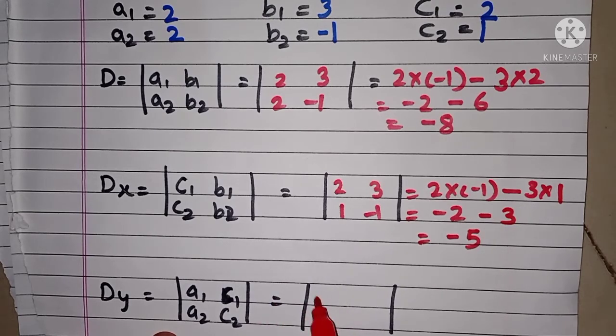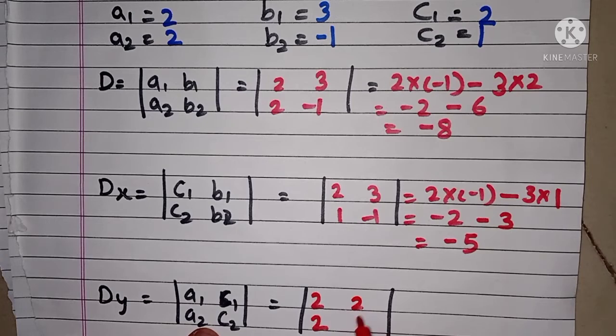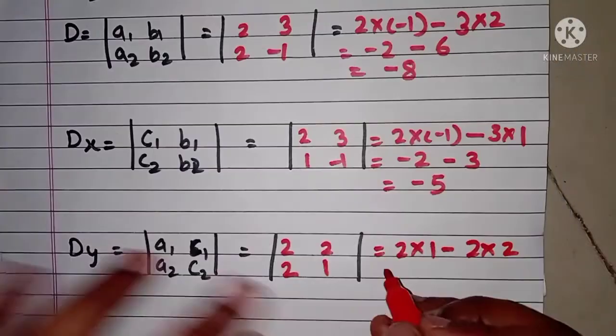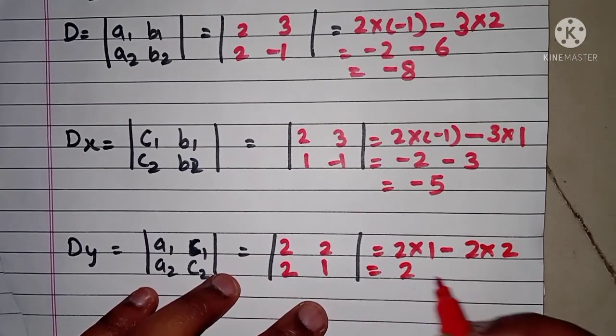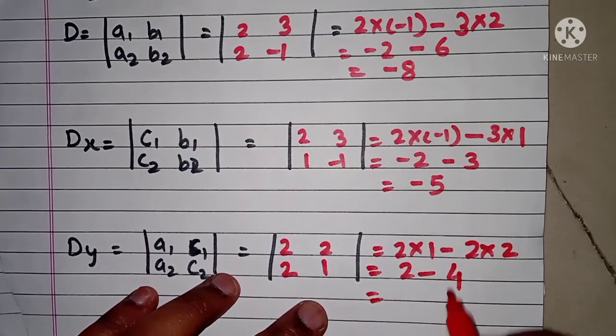For this you want a1, that is 2, 2, and c1, that is 2, 1. 2 ones are 2, minus 2 twos are 4. 2 ones are 2, minus 4. You will get answer minus 2.